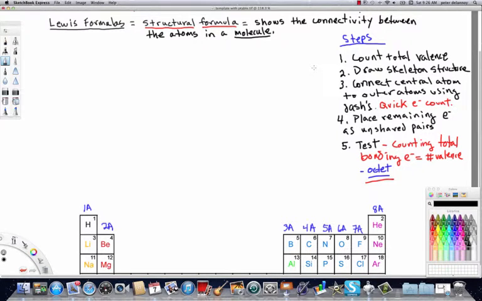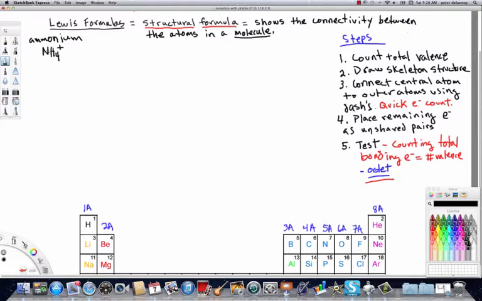Alright, in this video what we're going to do is extend our practice of Lewis formulas to deal with molecules that have charges on them. The first example that we're going to work together is going to be ammonium, which is a derivative of ammonia, except that ammonium has an additional hydrogen attached to the nitrogen, so there's a positive charge on the molecule.